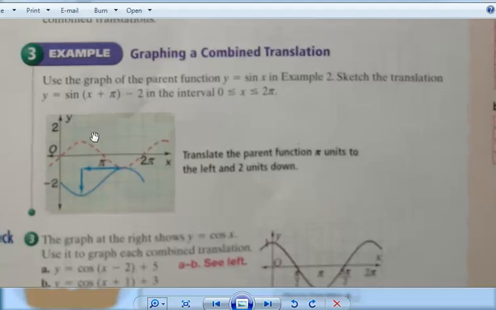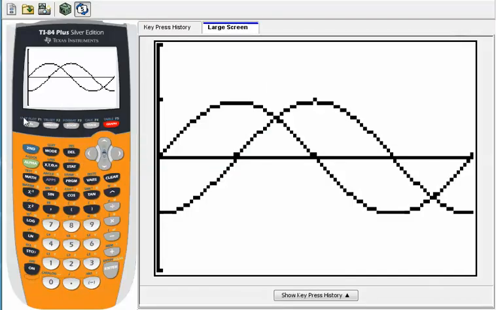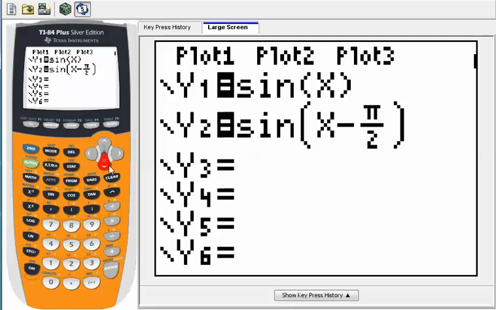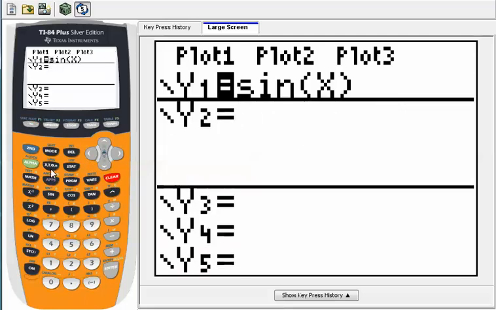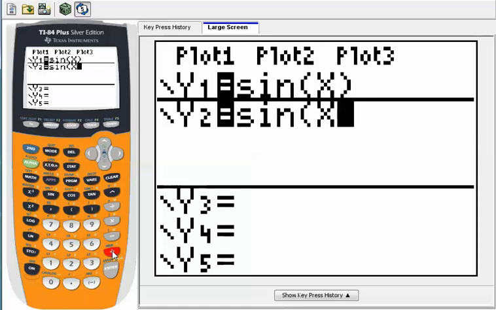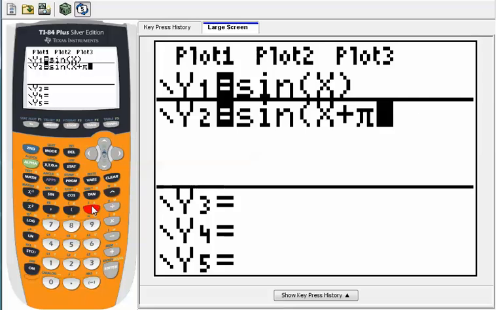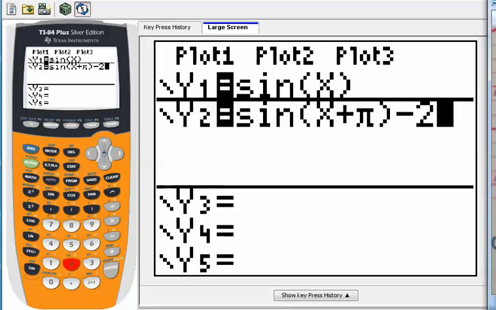All right, well, let's give this one a try. Let's see if we can graph this one. Sine x plus pi minus 2. Okay, go down here. Goodbye, y2. So let's put in sine x plus pi, inside parentheses, I'm closing it off, minus 2. Okay, I'm predicting that it's going to go to the left by pi units, and we're going to move it down 2 spots.